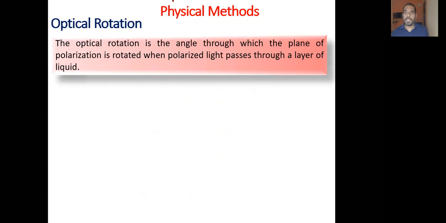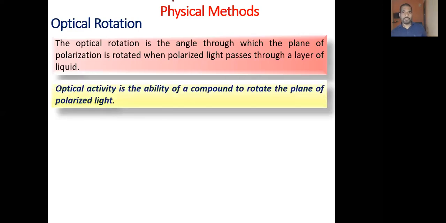Optical rotation is the angle through which the plane of polarization is rotated when polarized light passes through a layer of the liquid. So optical rotation is nothing but the angle through which the plane of polarization is rotated when polarized light passes through a layer of the liquid. Now, what is optical activity? It is the ability of a compound to rotate the plane of the polarized light.